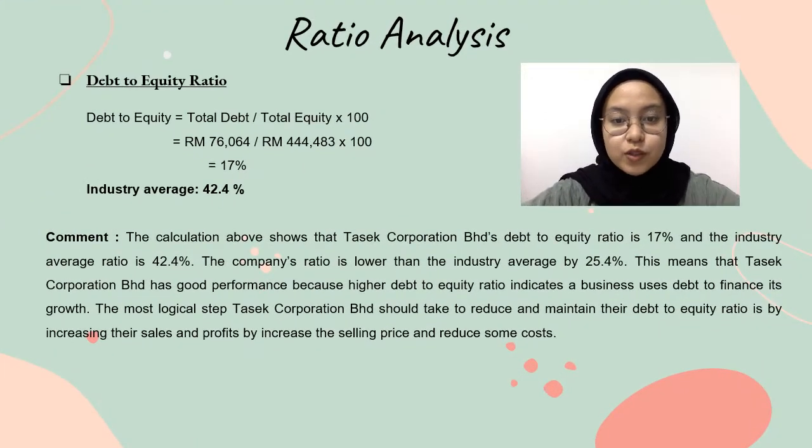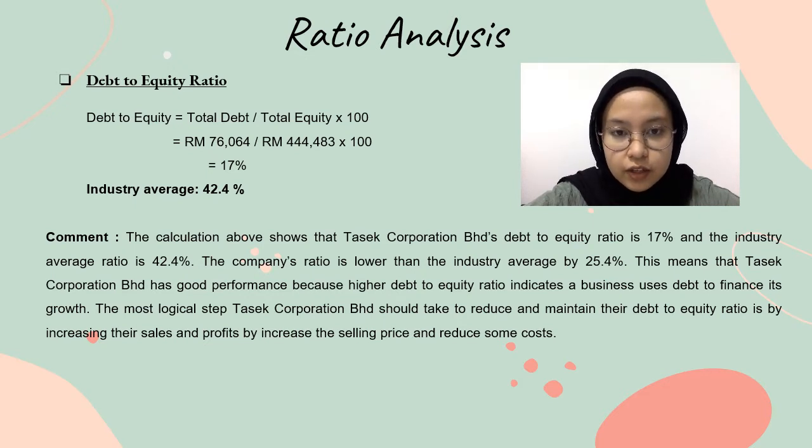Okay, so the next ratio under leverage ratio is debt to equity ratio. The formula is total debt divided by total equity, times 100. The total debt is 76,064, and we divide it by 444,483 and times by 100. So we will get 17%, and the industry average is 42.4%.